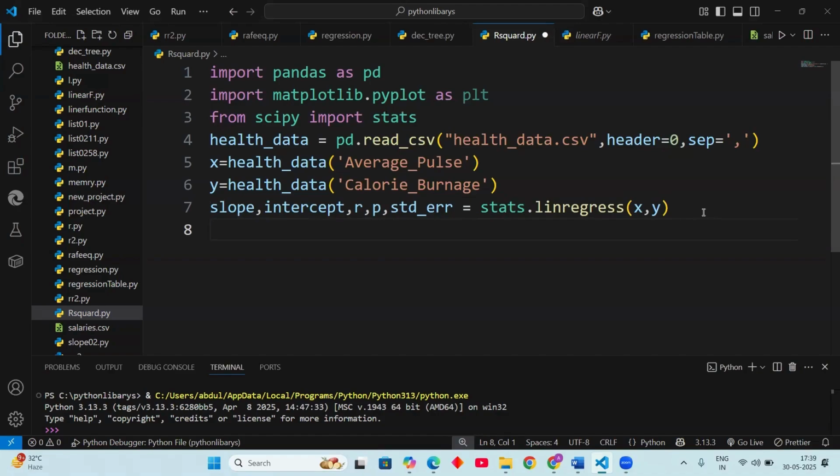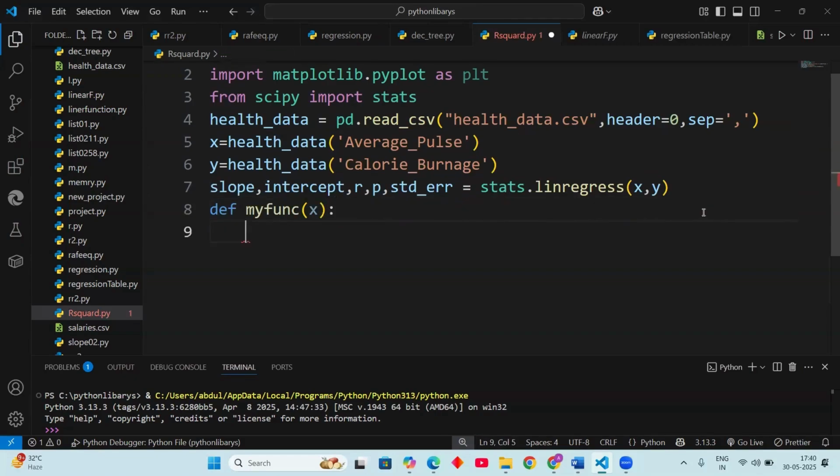Now here we use a Python function to determine the actual slope function. We all know the linear function equation, right? Like slope into x plus intercept, in terms of c equals ax plus b, like that. So we consider here a function called my function of x. For that I am returning the linear equation, slope into x plus intercept.